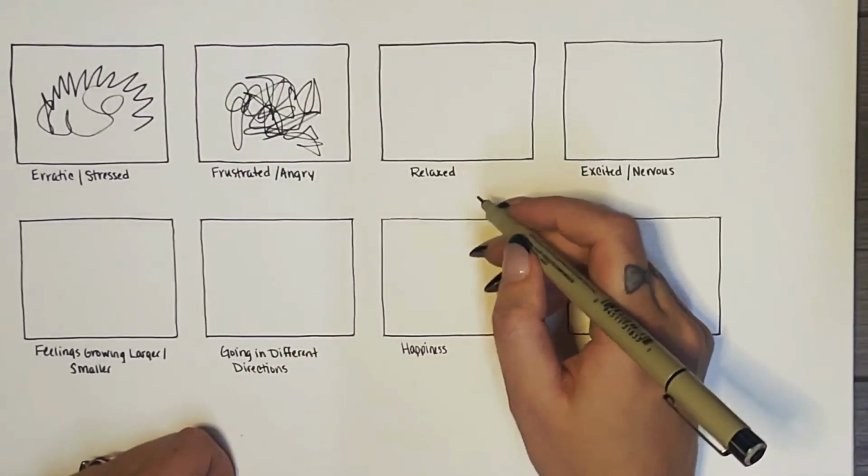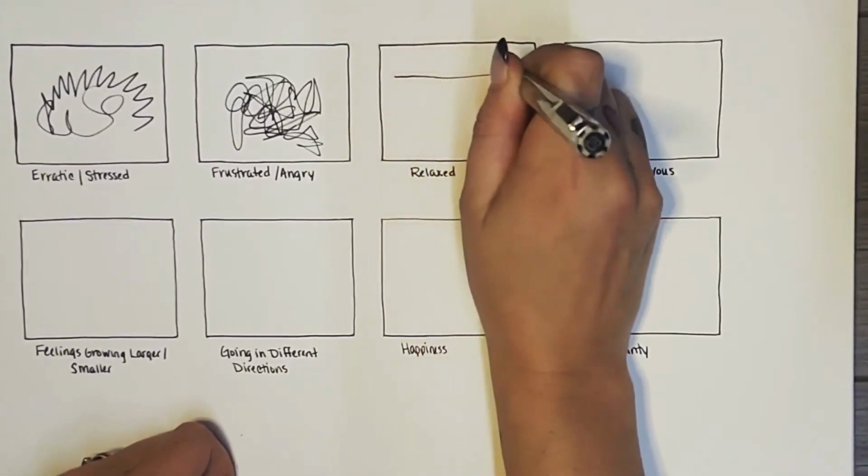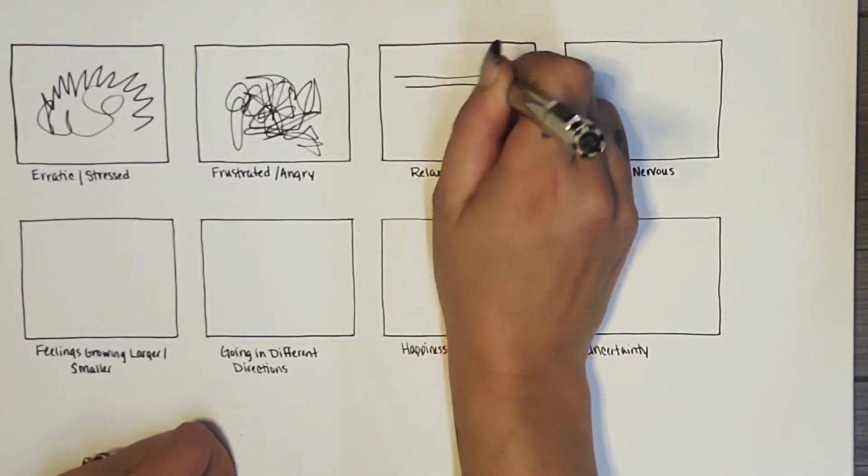The next feeling is being relaxed. With this, you can use parallel lines. Something about the order evokes a sense of calm.